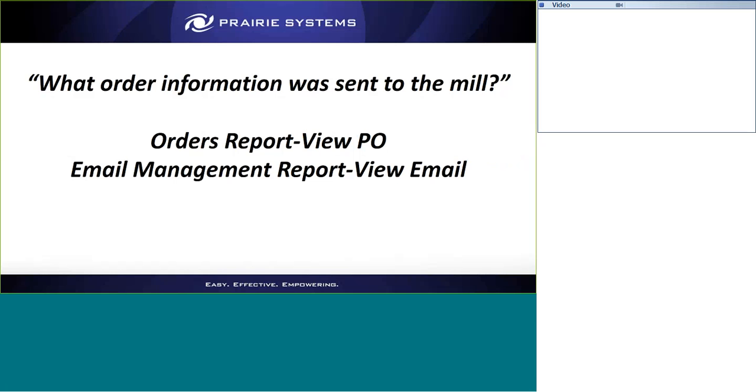All right, what information was sent to the mill? We know we have specific information in our orders that we type in there or that are populated in our order as we generate an order. But if you want to be able to see what information was sent to the mill, there's a couple of different methods to see that. The orders report has a view PO tool we'll take a look at. And then there's an email management report where if your order is sent via email, you can actually view the email that was sent.